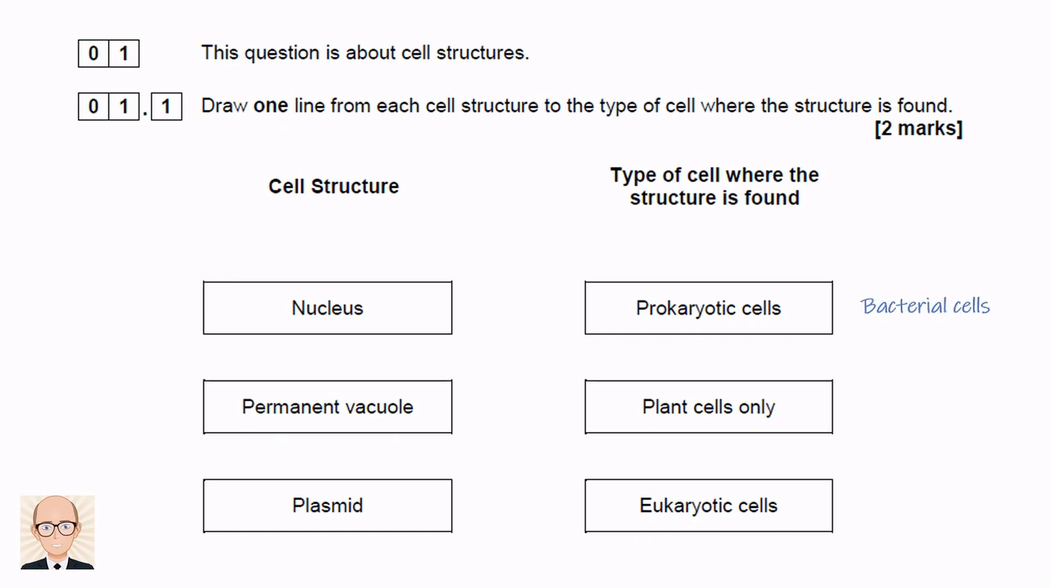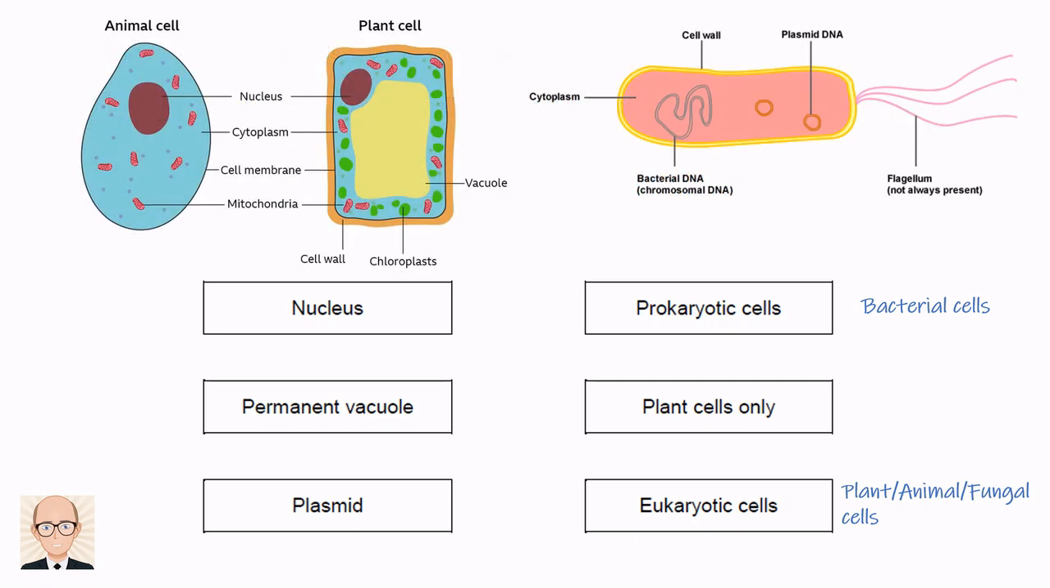Prokaryotic cells are bacterial cells, so they have no nucleus. Eukaryotic cells are the plant, animal or fungal cells, and these do have a nucleus. If we look at the diagram of these cell types, we can see which ones contain the different structures. You can see the nucleus present in the animal and plant cells.